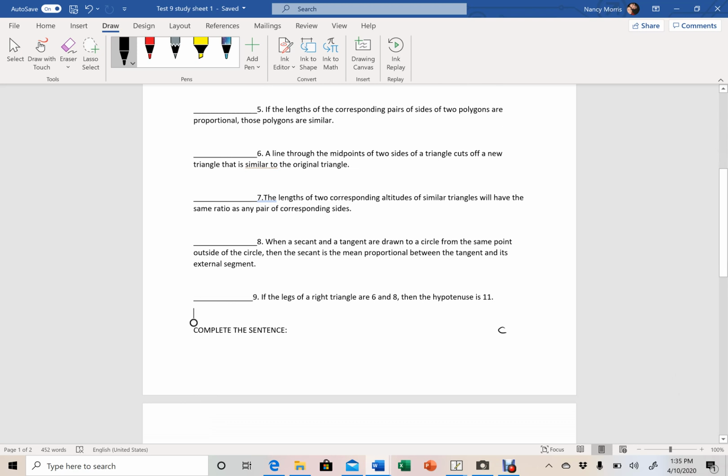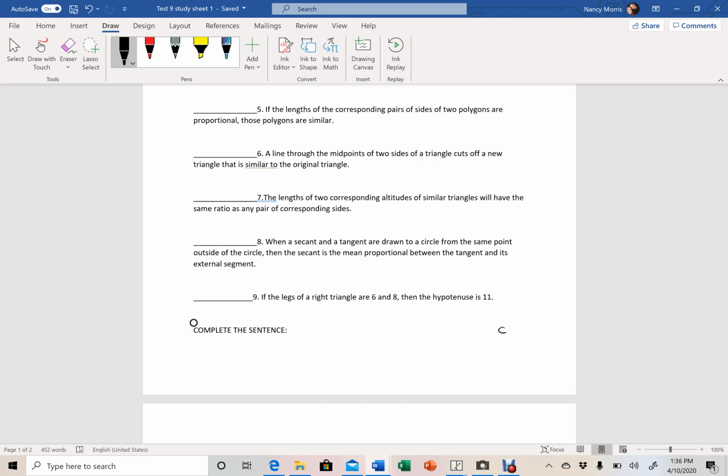Okay, the last true and false question, number 9, if the legs of a right triangle are 6 and 8, then the hypotenuse is 11. Okay, if the legs of a right triangle are 6 and 8, then the hypotenuse is 11. A lot of these answers you'll find within the theorems and corollaries that we've gone over up to this point, okay? So look for those as you're going through.